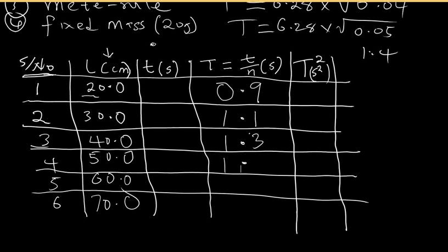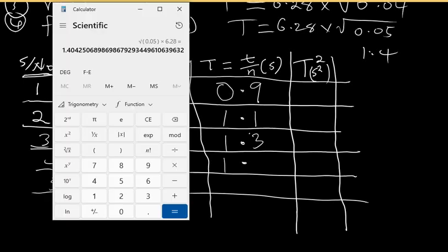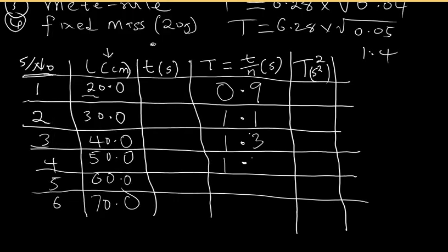Let me do that again. Yeah, 1.4. So here I have 1.4. And of course, for the graph, you have to take the line of best fit, or the points may not actually align well. So it's just going to be a line of best fit.